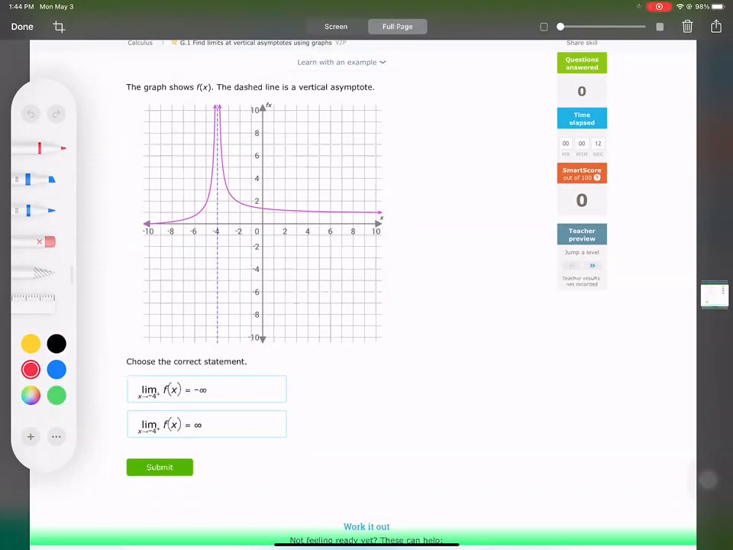So right now, if people are around you, you can just whisper to yourself so you don't look crazy. But I want to ask you this question. What does it look like as x gets closer to infinity? What does it look like as x gets closer to negative infinity? So what does the graph look like as x gets closer to -4 from the right side? What about -4 from the left side?